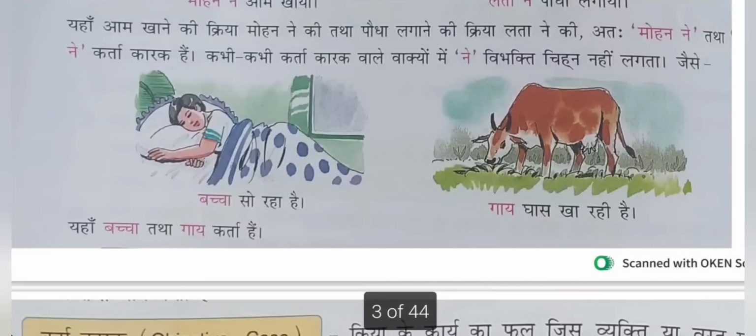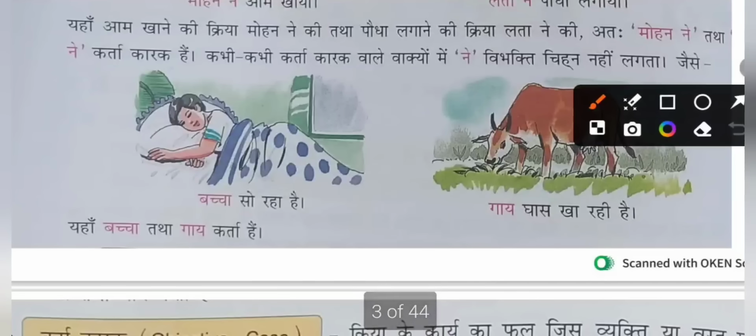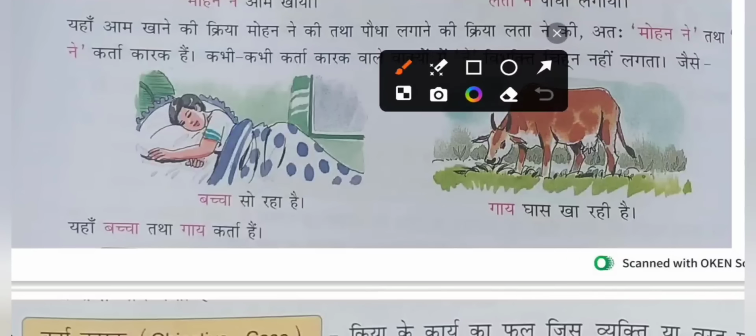Next one, गाय घास खा रही है. So the cow is grazing, or eating the grass. Who is eating the grass? The cow. Is the sentence in present tense, past tense or future tense? It is in present continuous. So for the present continuous you don't have to put ne. Though I am getting an object here, I ask the question: क्या खा रही है? What is it eating? I am getting an object here.